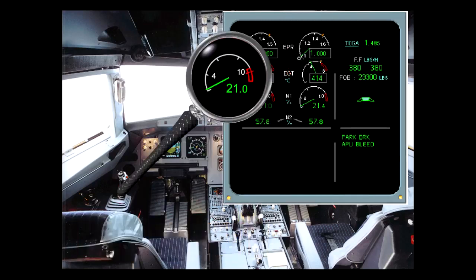The actual N1 is indicated in green by the pointer and numeric value. Both indicators pulse in two colors. Amber when N1 is greater than the N1 rating limit. Red when N1 exceeds 100%. The red line indicates the amount of overspeed.